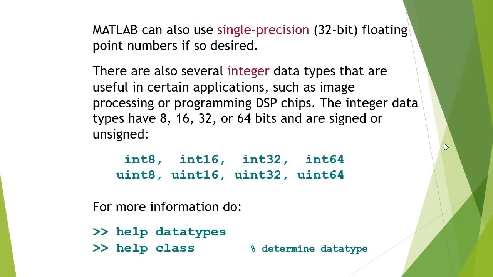So these are some of the integer data types that we have that are useful for us. The integer data types have 8, 16, 32, 64, I think even up to 128 bits, signed and unsigned. So if you want to get more details about data types, you just need to go to your command, type help, and then type data types.